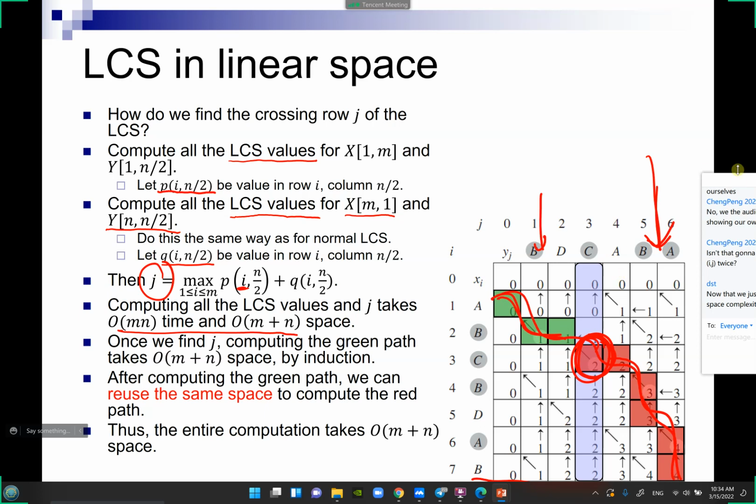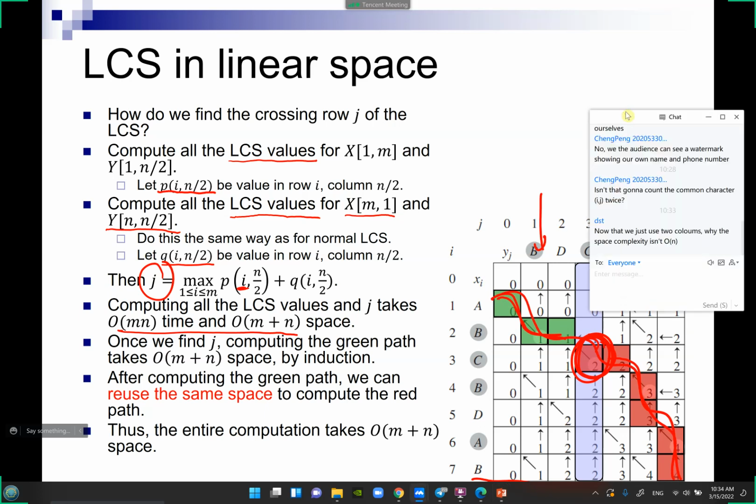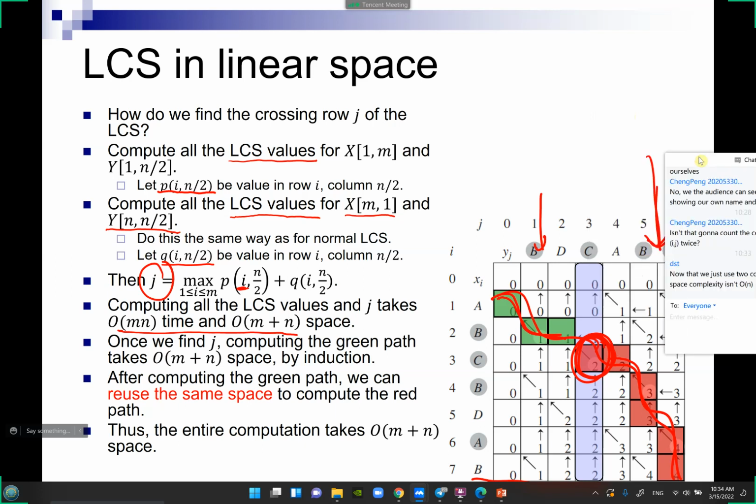I see there's a question here. Now that we just use 2 columns, why isn't the space complexity order n? Let's see. I guess you can say it's order n complexity. Is that right?